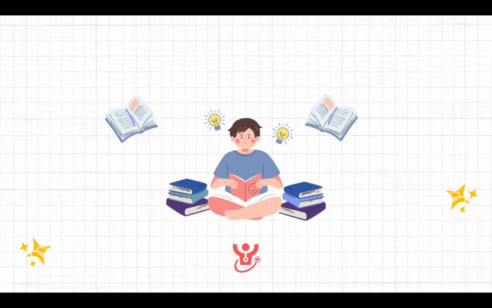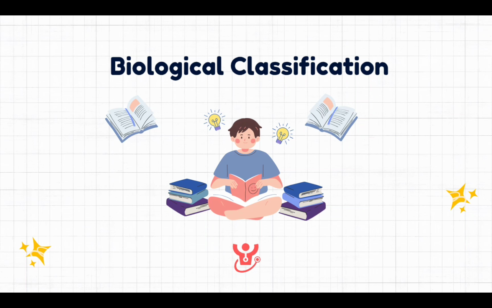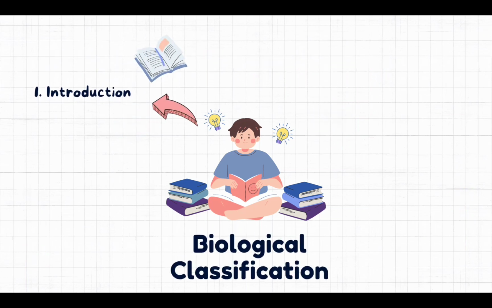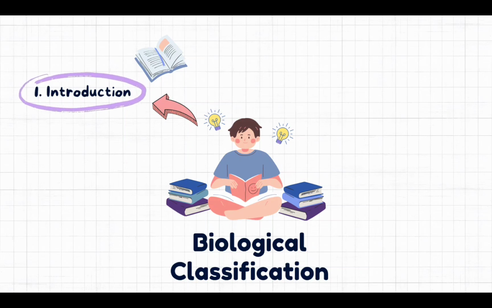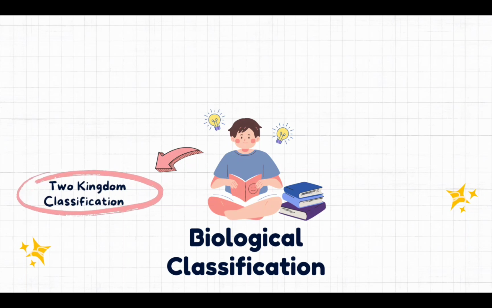Let's begin. Biological classification. Introduction. Classification groups organisms based on similarities and differences. Carolus Linnaeus proposed the two kingdom system. R. H. Whittaker in 1969 proposed the five kingdom system of classification. Two kingdom classification. Plantae and Animalia were the two kingdoms.